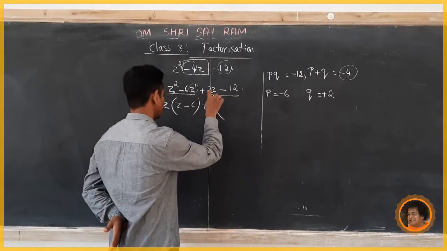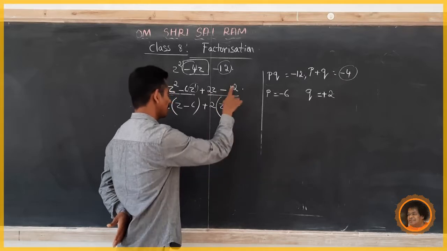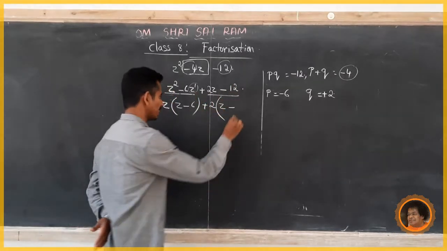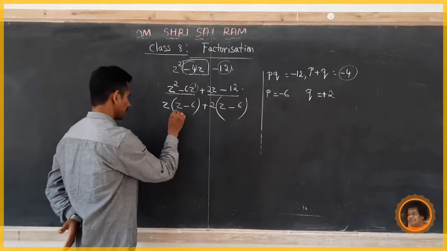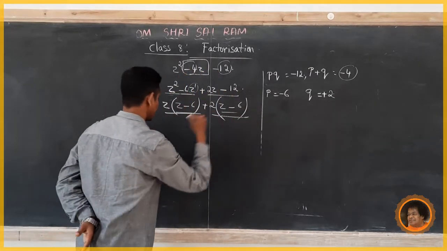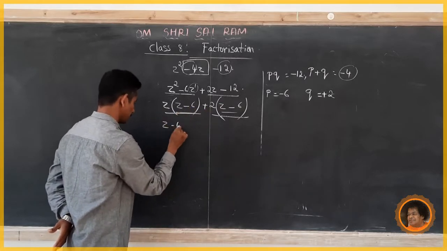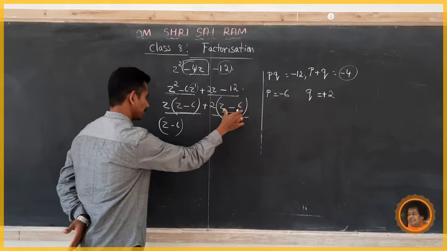So, take outside 2Z by 2, 2 cancel, we get only Z minus 2Lu by 2, 2 6s are 2Lu. So, Z minus 6. Just compare Z minus 6 and Z minus 6. This is the first term and this is the second term. Which one is common now? Z minus 6 is common.